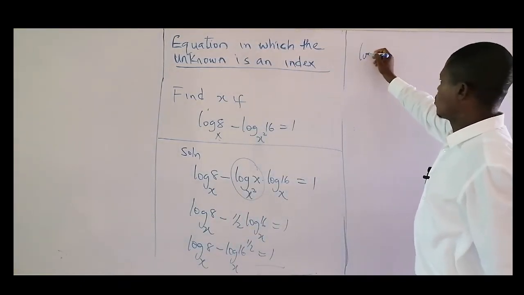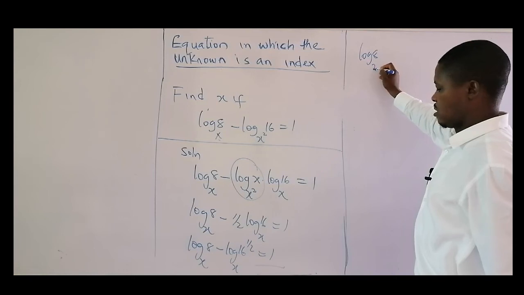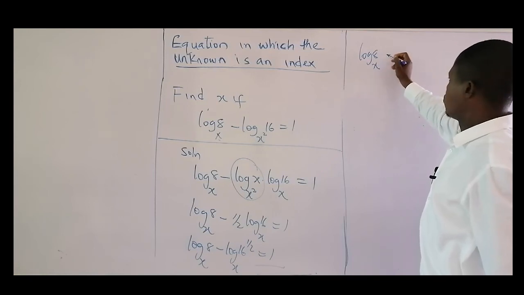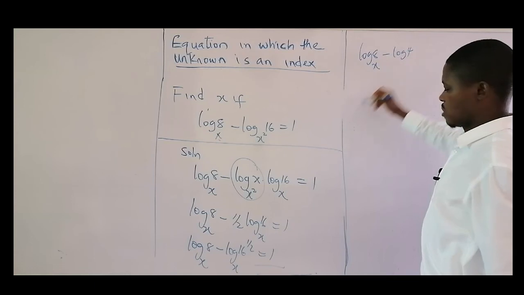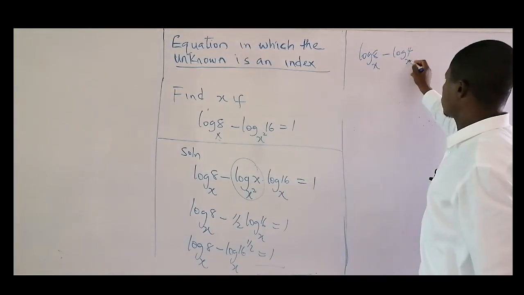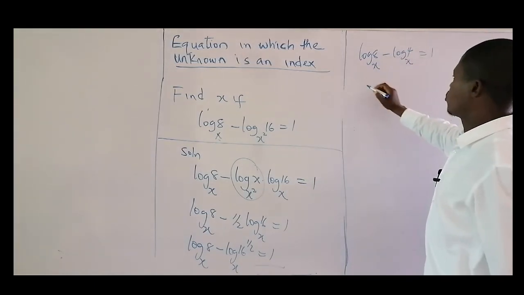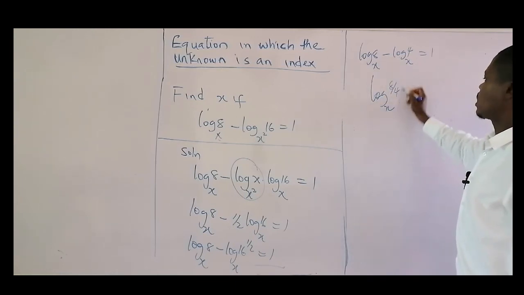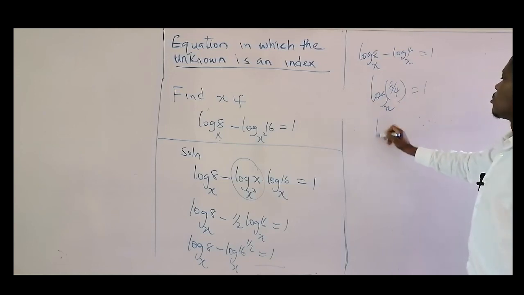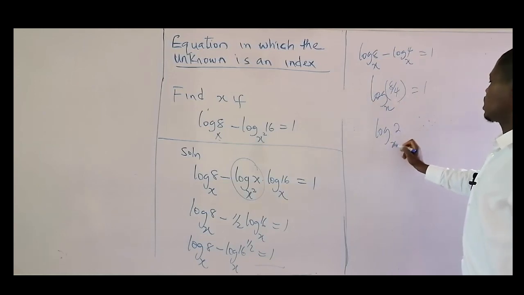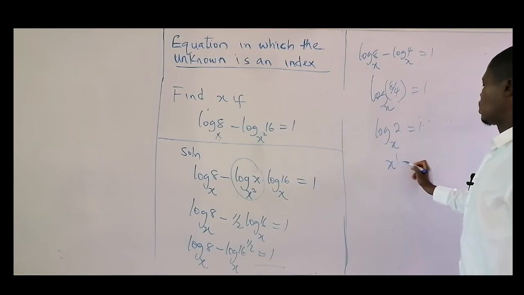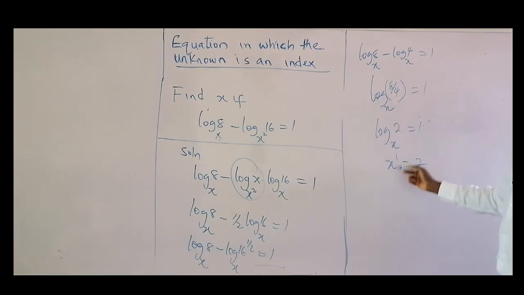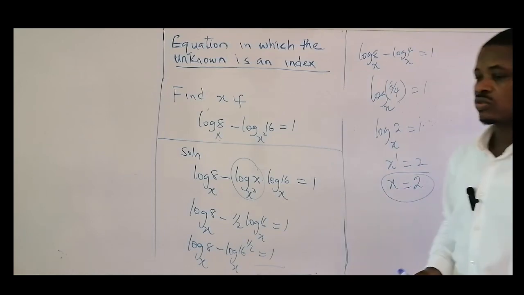So we now have log 8 base x minus log 4 base x, since the square root of 16 is 4, equal to 1. We can combine these two together. Then we have log of 8 over 4 base x equal to 1, and that will be log 2 base x equal to 1. And that will be x to the power 1 equal to 2. And x to the power 1 is that number. So x is 2 for that question.